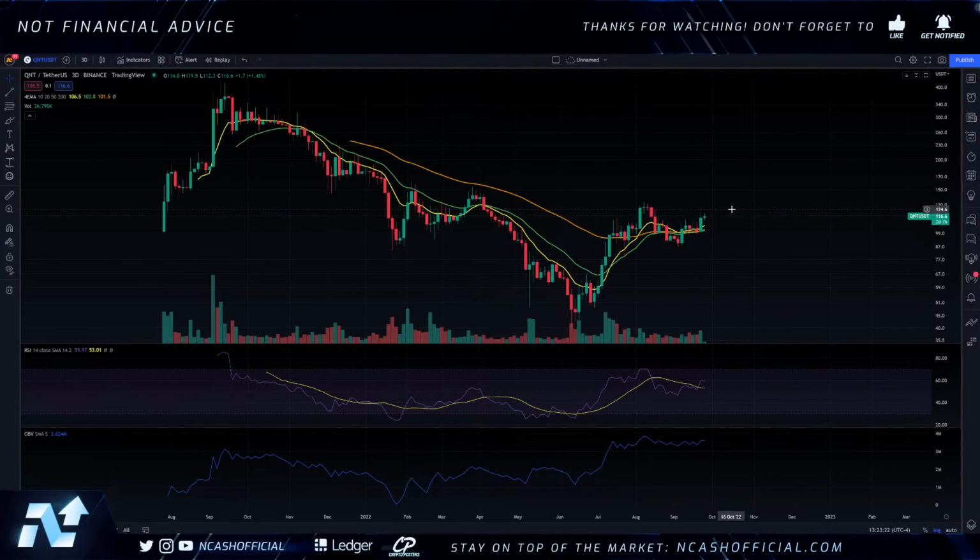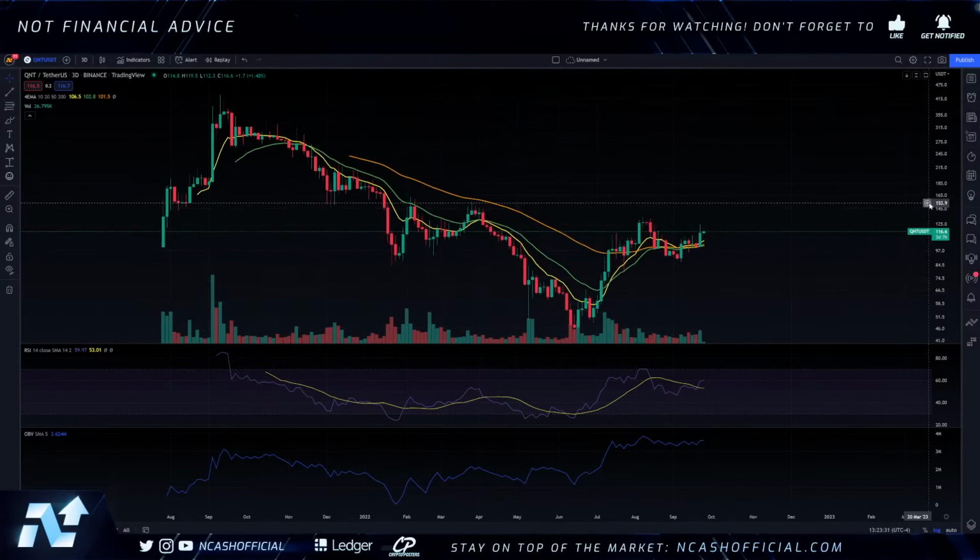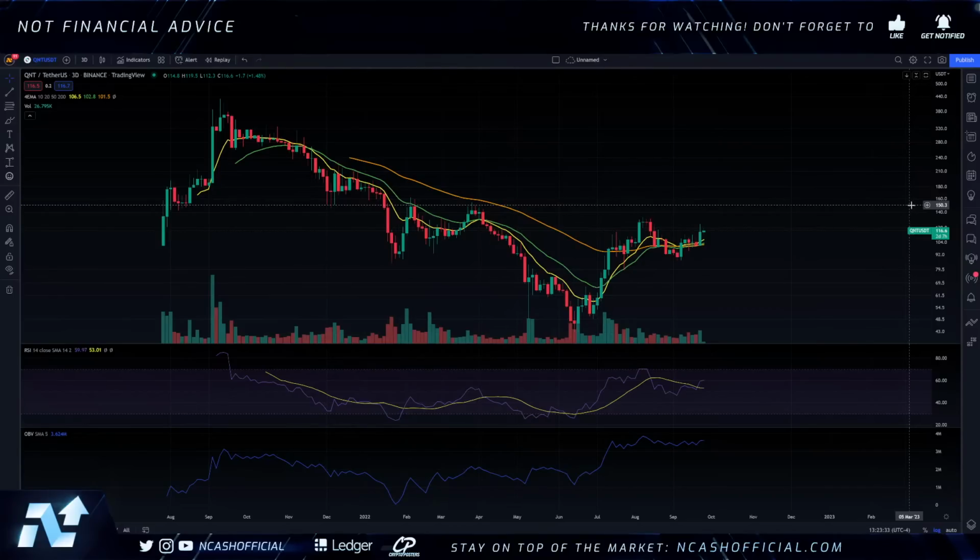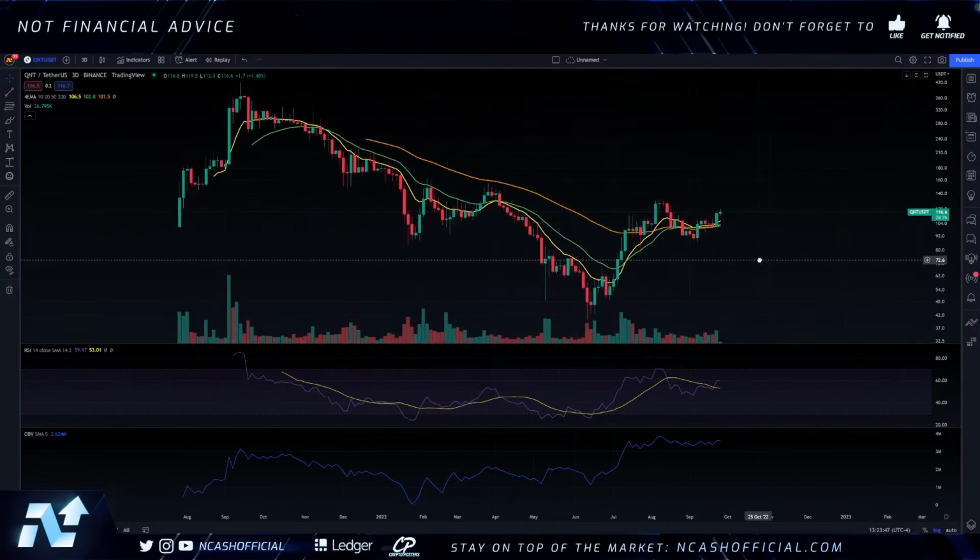So if we do break out, this is the target point that we need to actually get a lot of volume in and push us above in order for this to flip into a bullish area. And after like $160, that's the last level of major resistance on this chart until we go extremely high and possibly even test a new all-time high. But right now, there is quite a bit of bullish indicators on this chart.